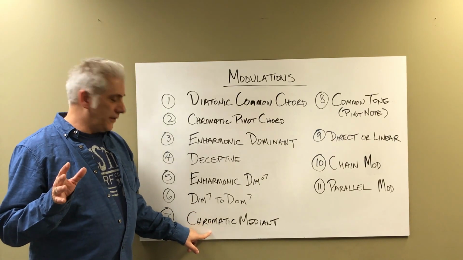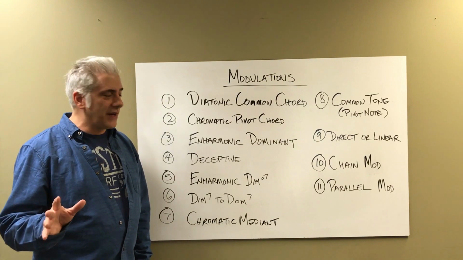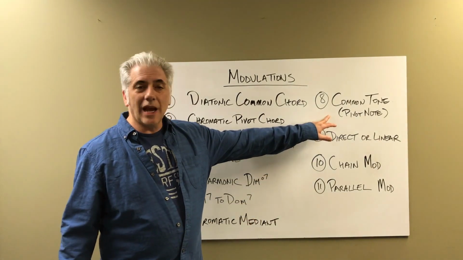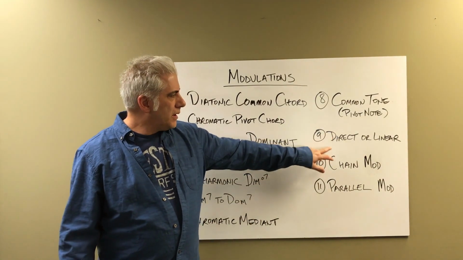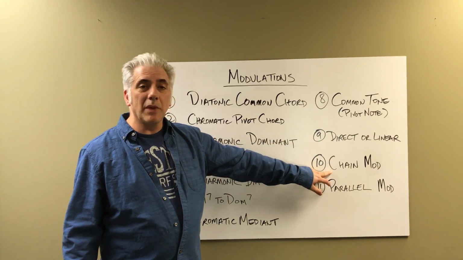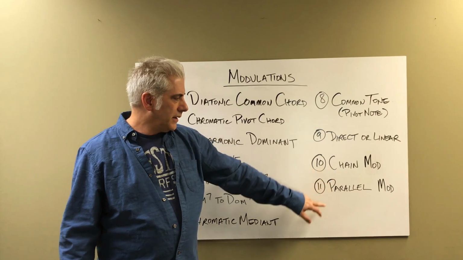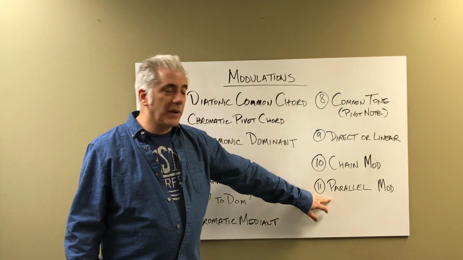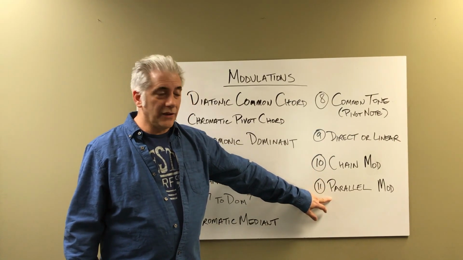Number 7 is the chromatic mediant, which we've actually talked about. Number 8 is the common tone or pivot note. Number 9, direct or linear modulation. Number 10 is the chain modulation. We've talked a little bit about that. Number 11 is the parallel modulation, which we talked about in the last episode.